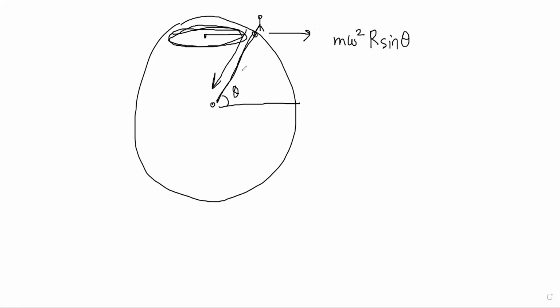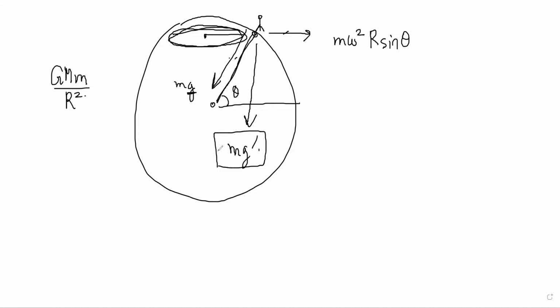And this force is mg, where when I say mg, I mean g at the surface of the planet, which can be written as GMm by r square. The resultant of these two forces gives the net effective gravity, that is the force of gravity effective. So this is the weight at this point. So how do you calculate that?